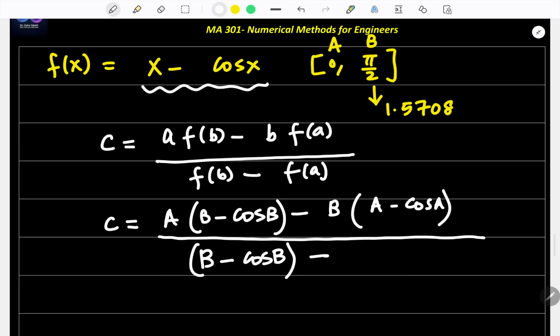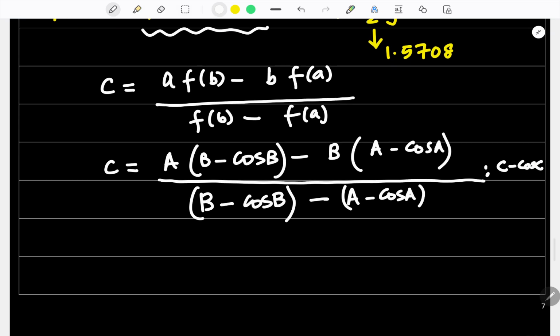What's your f of a? Your f of a is a minus cosine a, right? And then you're going to put semicolon. Then you're going to use c minus cosine c. But when you use this, come on, take your calculator, all of you, type this formula. C minus a minus b minus cosine b, okay, minus alpha b minus a minus cosine a close.